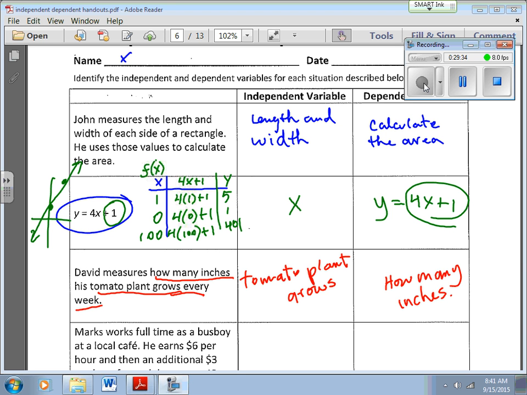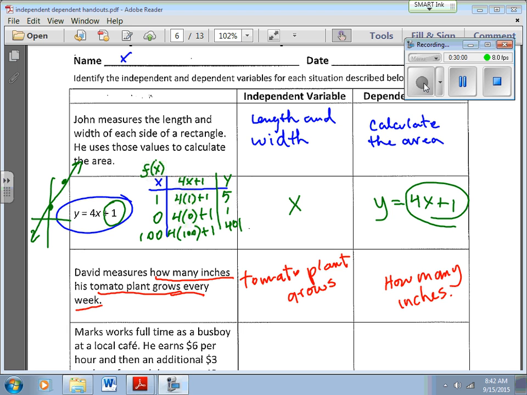All right, so he earns $6 per hour and then an additional $3 per hour for each hour over 40 hours in a week. So what do you think would be the dependent? How much he works? How many hours he works?